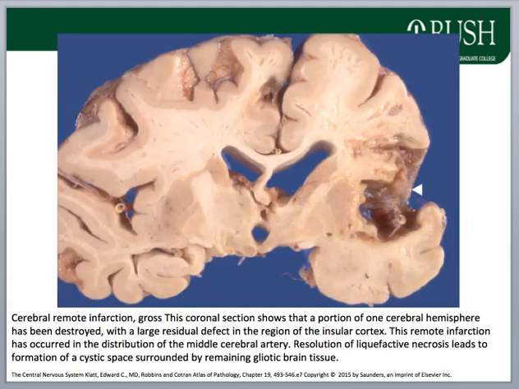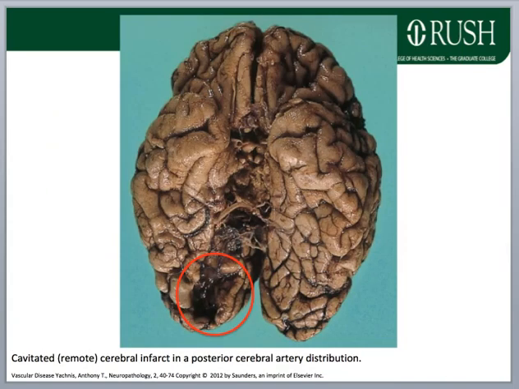The brain does not have a capacity to restore itself, similar to the heart. So what you're left with, once the process has resolved, is that resolution of liquefactive necrosis leads to formation of a cystic space, which is surrounded by remaining scarred or gliotic brain tissue. This is another example of a cavitary lesion in the posterior cerebral artery distribution in the occipital lobe, again indicative of a remote cerebral infarct.